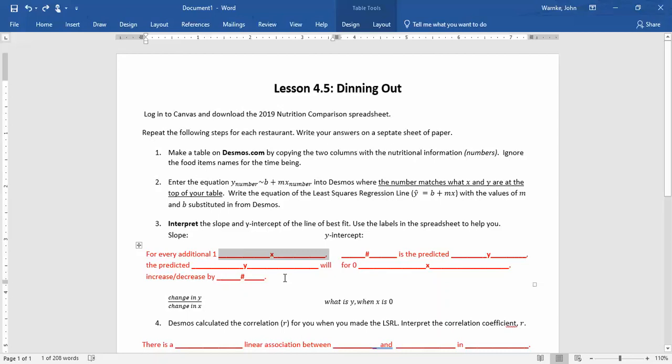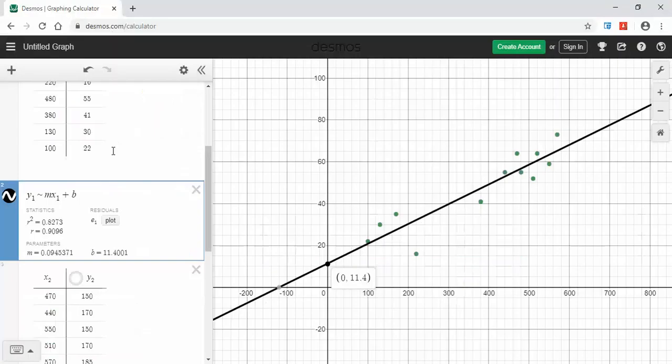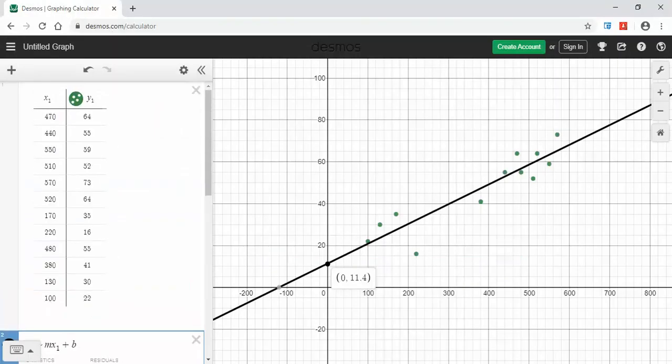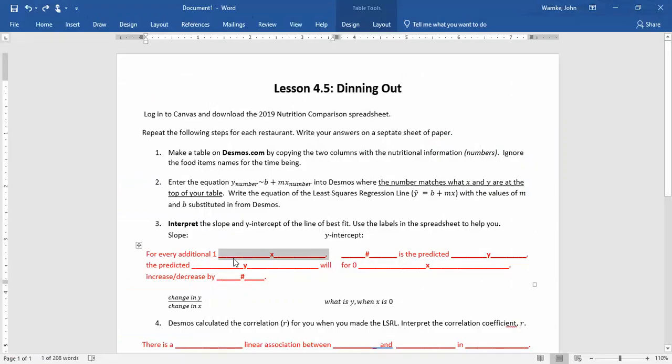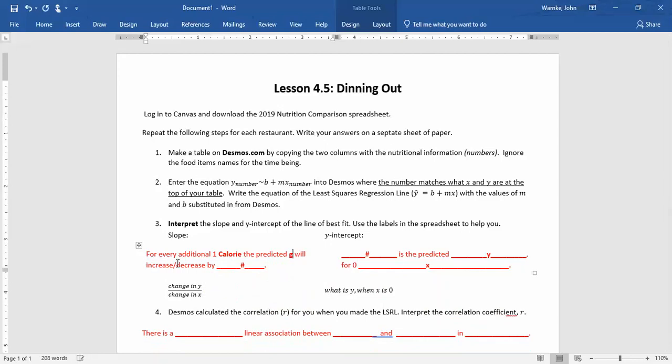So what is X? Well, in this problem, X is that first category, calories. So in our table here, those were all of the calories. So I'm going to type in this spot, calorie. So for every one additional calorie, the predicted Y. Well, what's Y in this problem? We're talking about grams of sugar. So that's what I'm going to type in. Grams of sugar will increase or decrease.